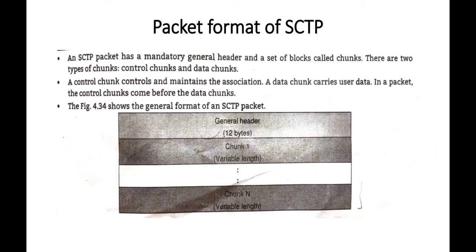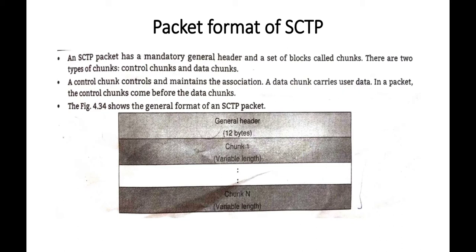Now the next one is the packet format of SCTP. Just like the TCP header format and the UDP packet format, SCTP also has a packet format. An SCTP packet has a mandatory general header and a set of blocks called chunks. The general header contains, just like TCP, the source port address, destination port address, and then the checksum. These mandatory fields are present in the general header just like TCP and UDP. But here we also use another mandatory part, the blocks, which are called chunks.